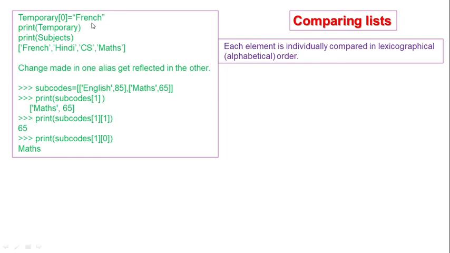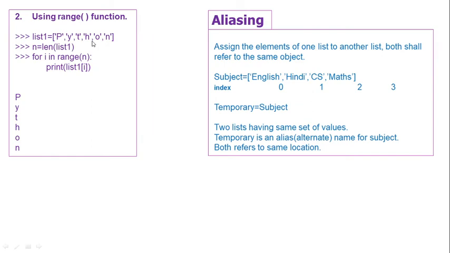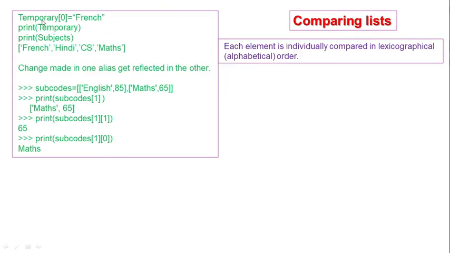Then temporary of 0, that will be French, right? No, sorry, temporary of 0. At present, what is temporary of 0? It is English, right? And what happens with temporary of 0 equal to French? We are trying to replace English with French. Is it possible in the case of a list? Yes, of course. List is mutable, so we can replace English with French, no problem. Then print temporary. It prints French in the place of English, because we have already modified it. French, Hindi, CS, no change in Hindi, CS and Maths because we haven't modified them.